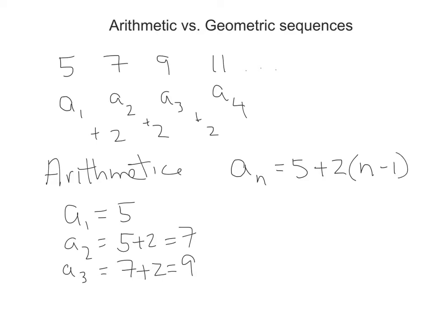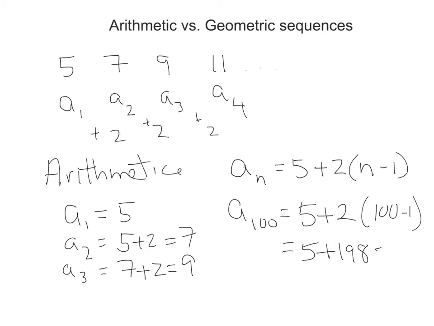So what that means, and we can verify this, is whatever term you want, if you want, say, the 100th term, the 100th term is going to be 5 plus 2 times 100 minus 1. In other words, you're going to have added 99 2's, 1 less than the number that names the term. So you could calculate this out fairly simply as 5 plus 200 minus 2, which is 198, and so that's going to be 203. So the 100th term in this sequence is going to be 203.